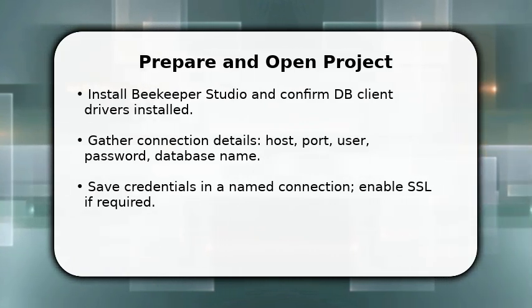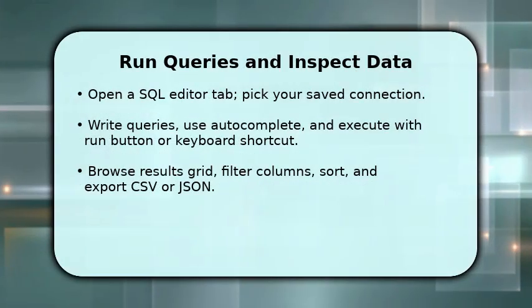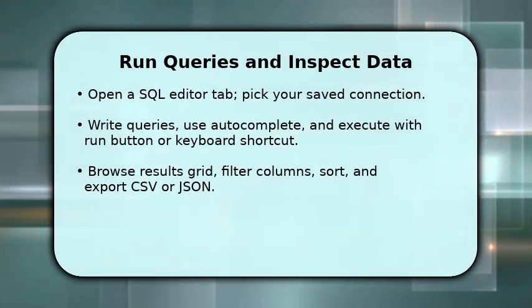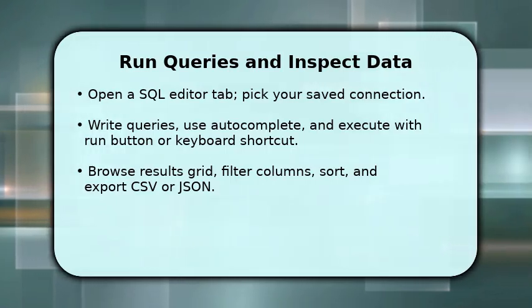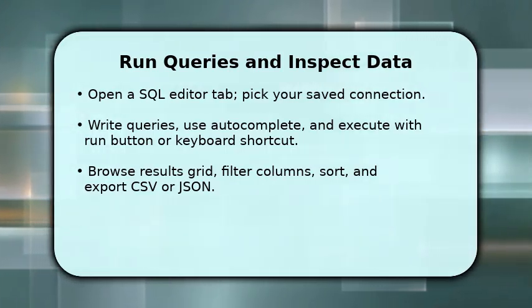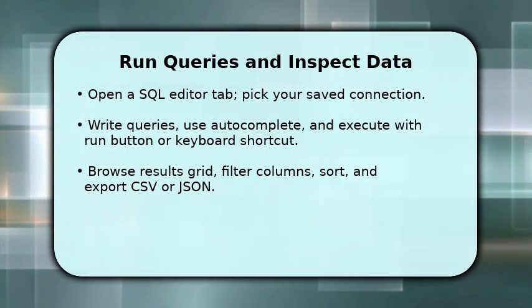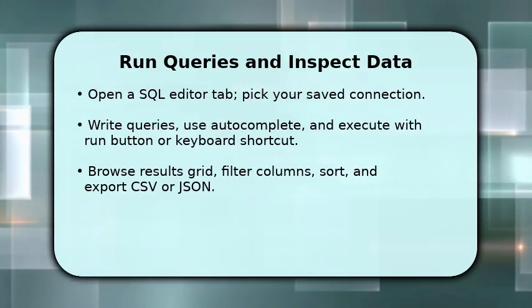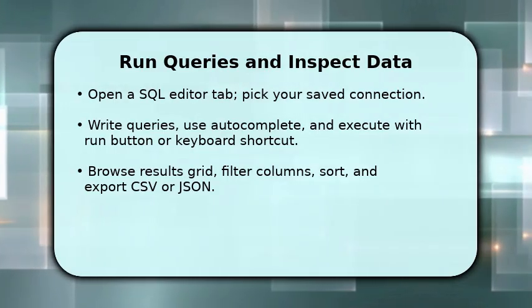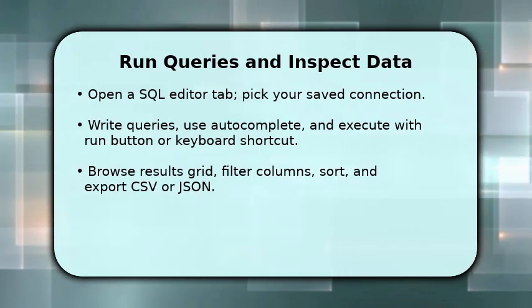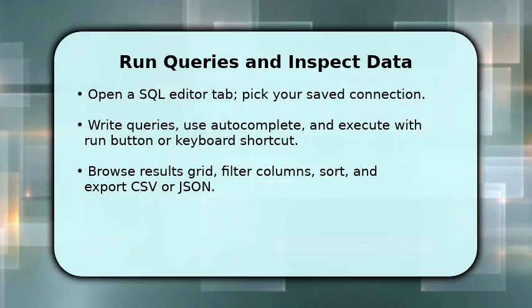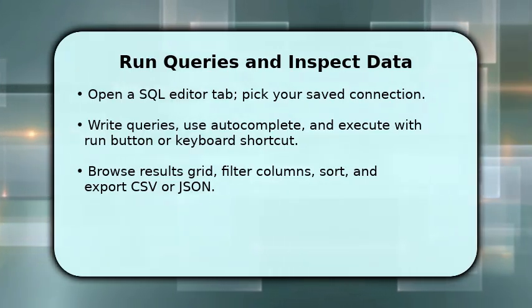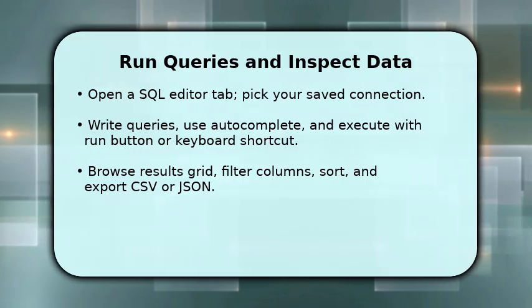Now you focus on interacting with data. Open a SQL editor tab and select the saved connection so queries run against the right database. Type your query, use autocomplete and snippets to speed up typing, then execute with the Run button or shortcut. Once results appear, inspect the grid, sort columns, and apply filters to narrow rows. When you need to share or analyze results outside the app, export the results set to CSV or JSON, and close the tab when finished.